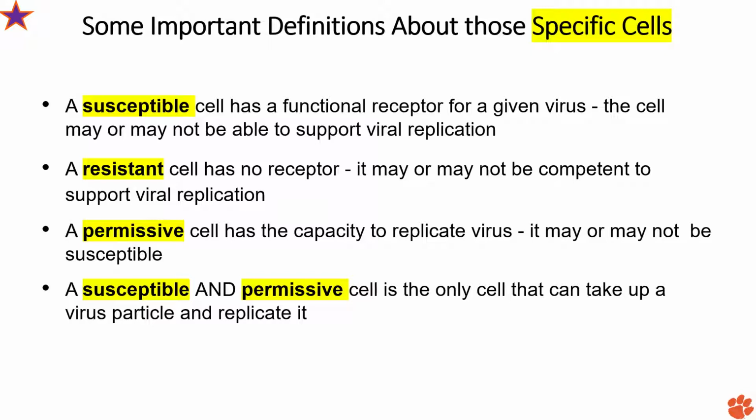Remember that all susceptible cells may not be permissive, and a permissive cell may not be susceptible. So the question is, what is going to happen? In a susceptible cell, the virus can enter the cell, but it cannot replicate in there. That can happen. It will just be an inert particle sitting in there, unable to do anything. And on the other hand, a permissive cell, if the virus gets inside, it can replicate, but it cannot enter the cell.